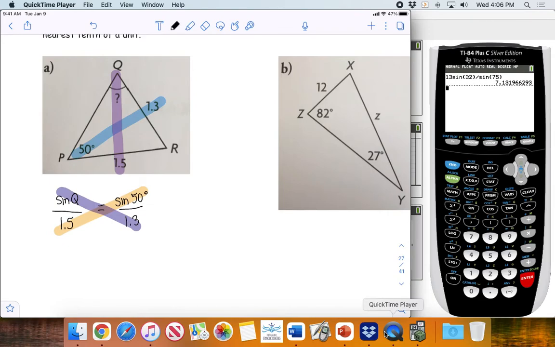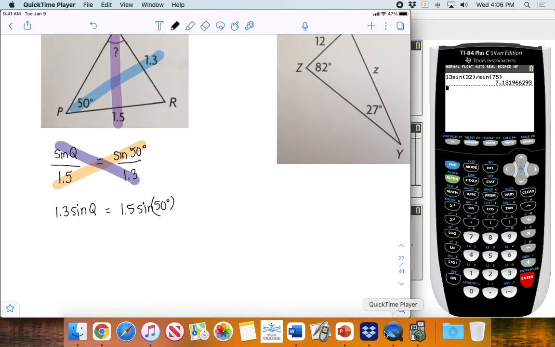So cross multiplication, the number goes in front of your sine. So I put 1.3 times sine Q. And then my orange is 1.5 times sine 50 degrees. So 1.5 times sine of 50 degrees. To get sine Q by itself, you kind of have to start with that. You can't just get rid of sine. You have to actually get rid of the 1.3 first. So we're going to divide both sides by 1.3 to get rid of that so that we can have sine Q alone.